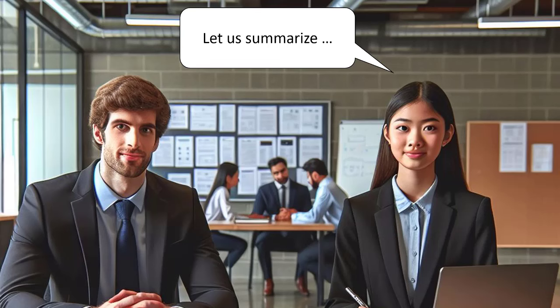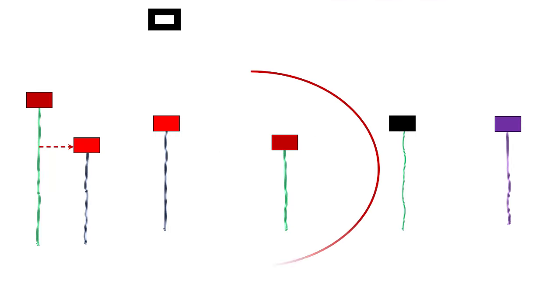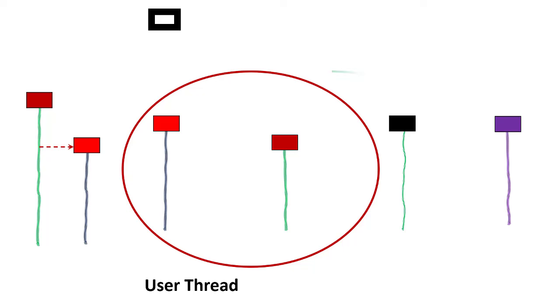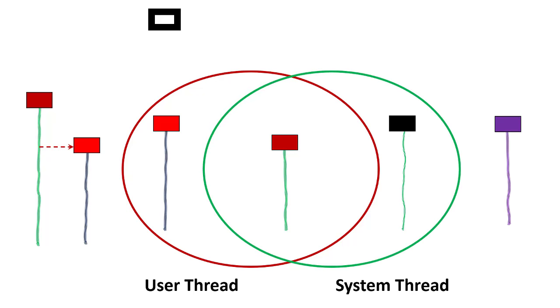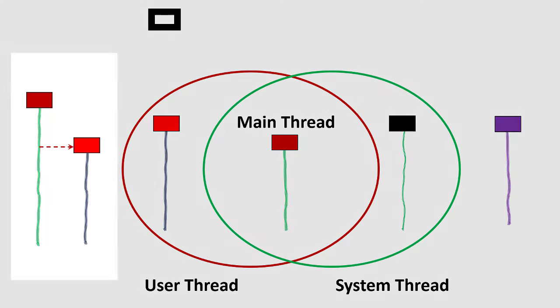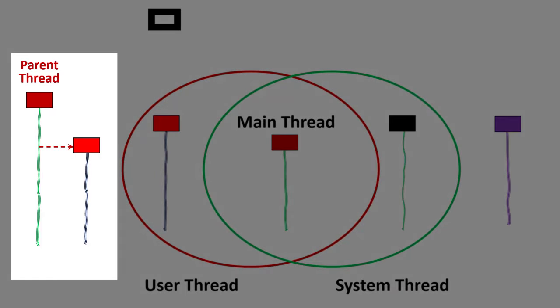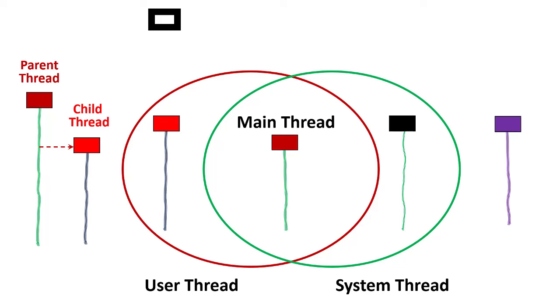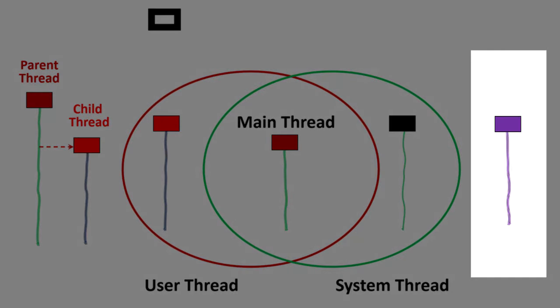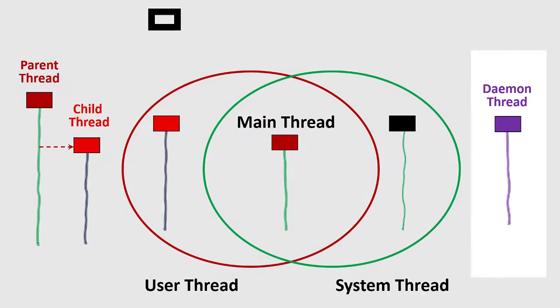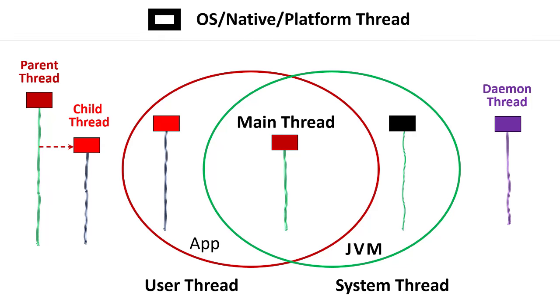Let us summarize various types of threads. First, based on the origin, there are user threads written in the application code, while system threads are written in the JVM. Interestingly, the main thread is at the intersection because it is a JVM thread that executes user-defined logic from the main method. Next, based on the creator, they are called parent and child threads. Based on the behavior, a thread can be a low-priority background thread called a daemon thread. Based on the location and platform, they are application threads, JVM threads, and OS threads.